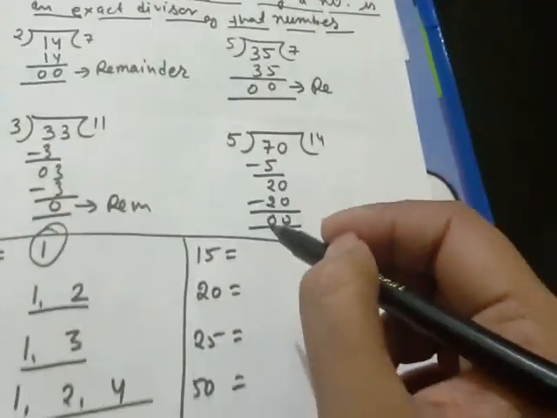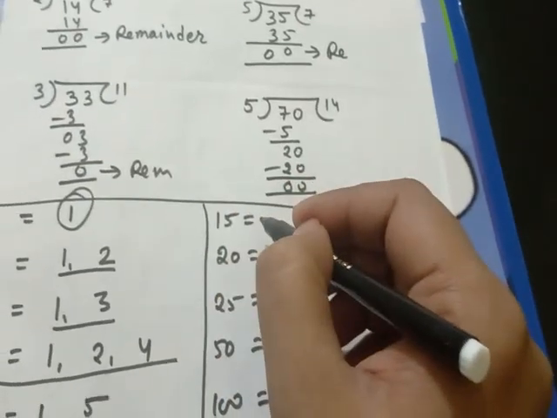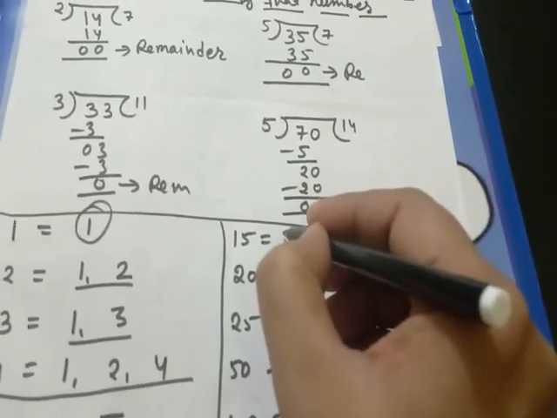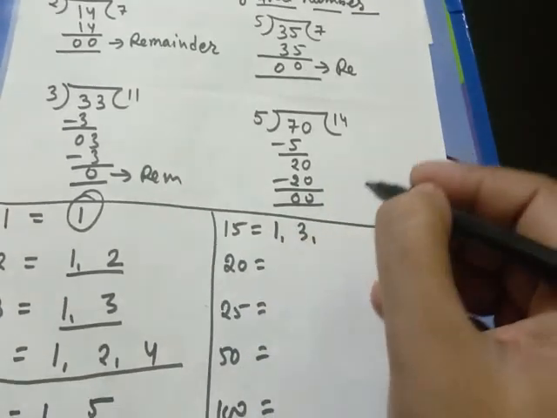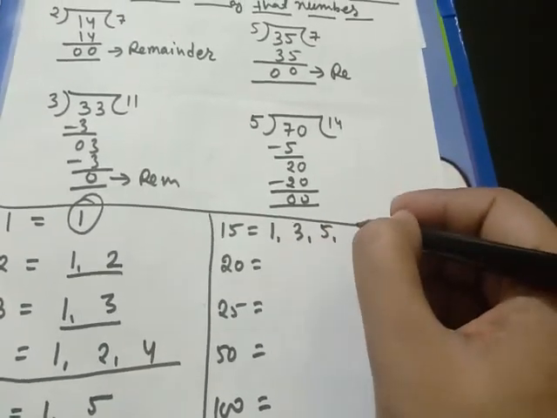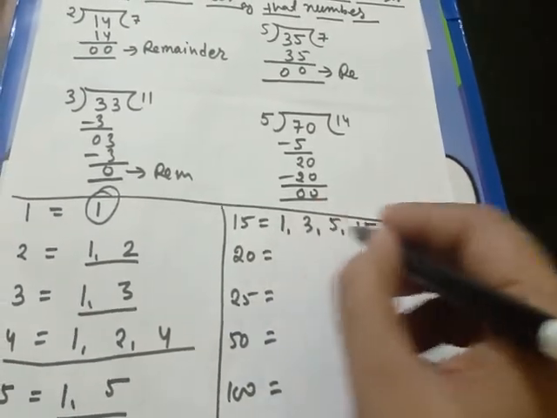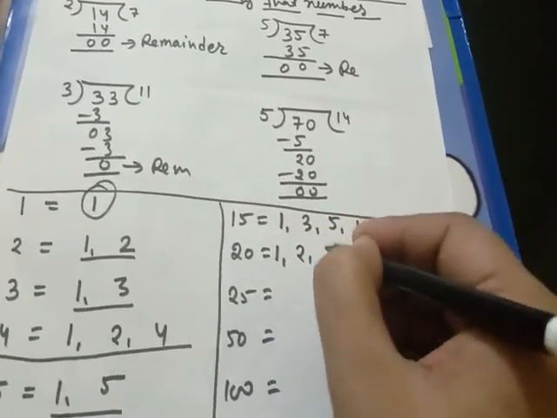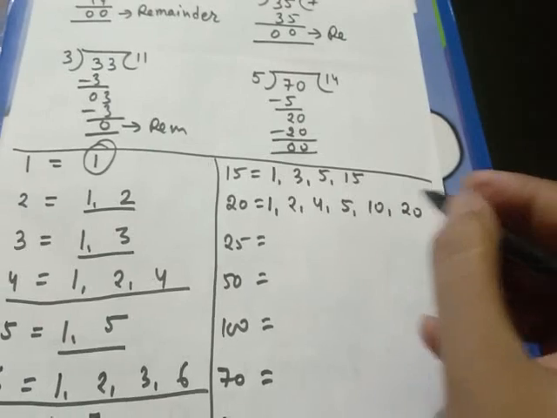Now actually in the factors we have to find out those numbers which can divide the given number completely. Suppose that if we divide the number by 1, remainder will be 0. By 3, remainder will be 0. If 15 is divided by 5, remainder will be 0. And so on. 15 divided by 15, remainder will be 0. So these are factors of 15. Continue with this process. For 20: 1, 2, 4, 5, 10, 20.